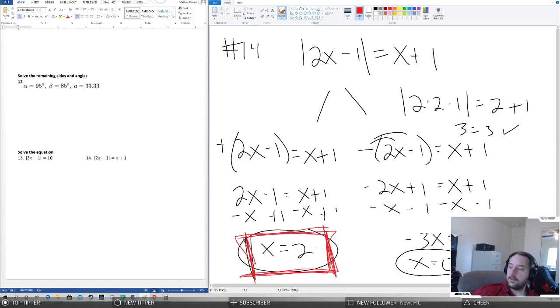Yay. But now if I plug in 0, I'm going to get the absolute value of negative 1. Does that equal positive 1? And so 1 equals 1. Check. That works. So this is also a confirmed solution. And so those are our answers there.